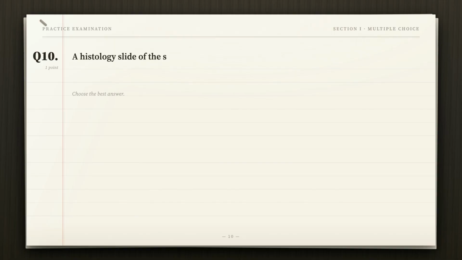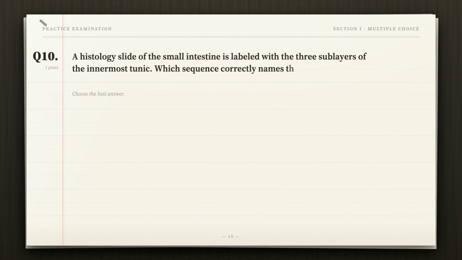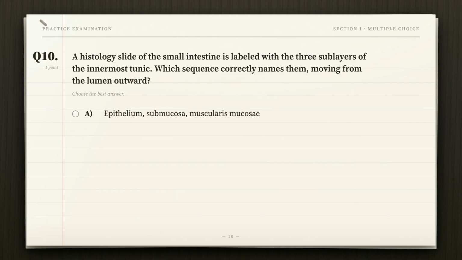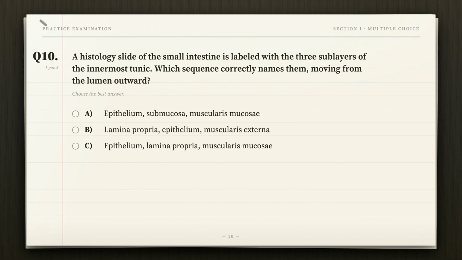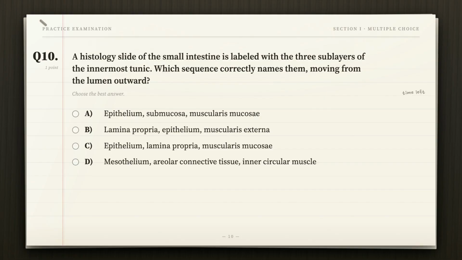Question 10. A histology slide of the small intestine is labeled with the 3 sublayers of the innermost tunic. Which sequence correctly names them, moving from the lumen outward? Your options are A. Epithelium, submucosa, muscularis mucosae. B. Lamina propria, epithelium, muscularis externa. C. Epithelium, lamina propria, muscularis mucosae. D. Mesothelium, areolar connective tissue, inner circular muscle. Take a second. Which answer would you pick?